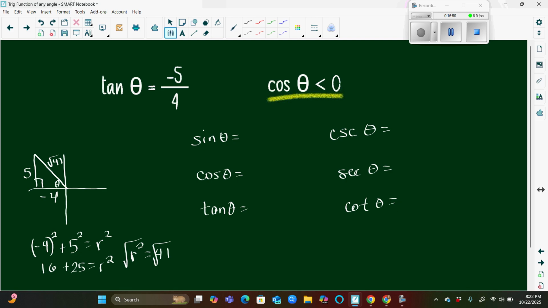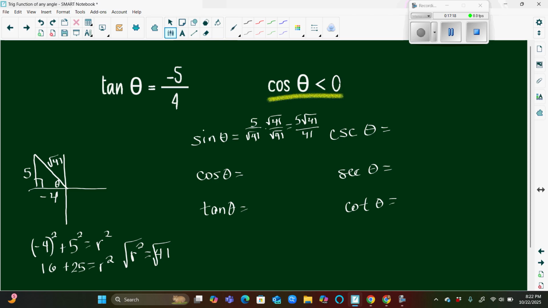Okay, sine is y over r, so that's going to be 5 over the square root of 41. Again, we can't have a square root in the denominator, so we have to multiply by the square root of 41 over the square root of 41 and rationalize, and we get 5 square root of 41 over 41.